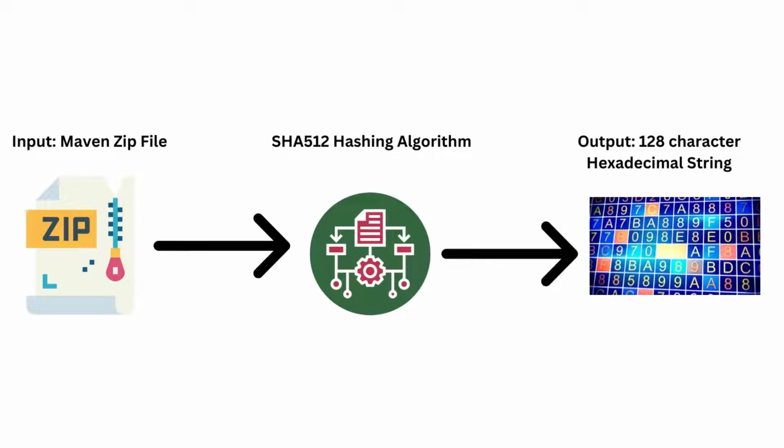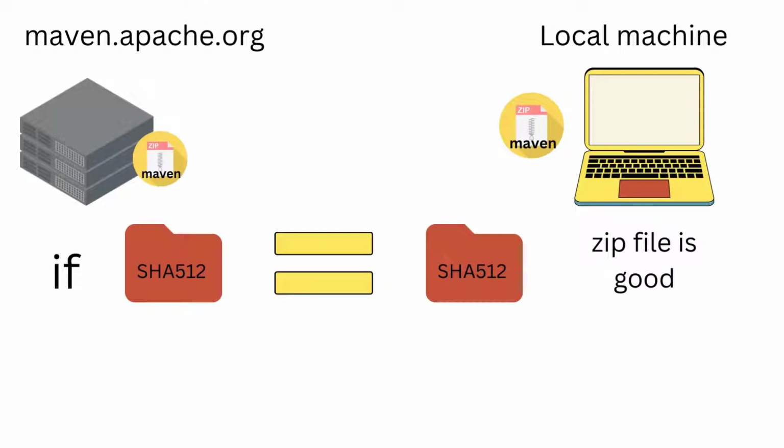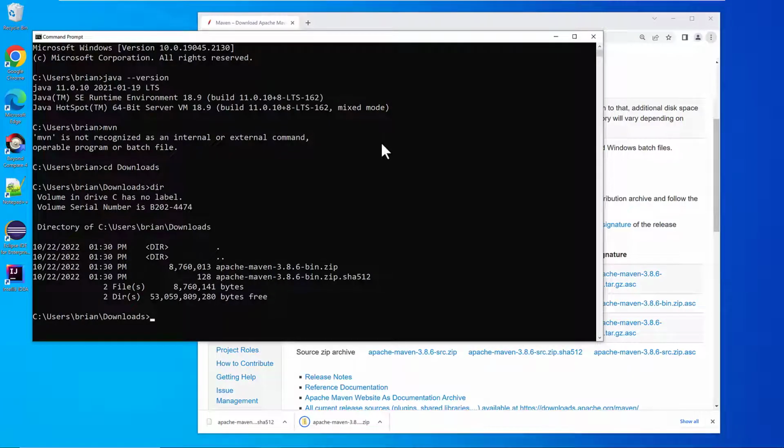Now that we have the checksum that was computed on the download site, we're going to compare that value to the checksum that we calculate locally. And if the two values match, then we know we've got the bits that were on the server at the Maven site and nothing changed or was corrupted in transit.